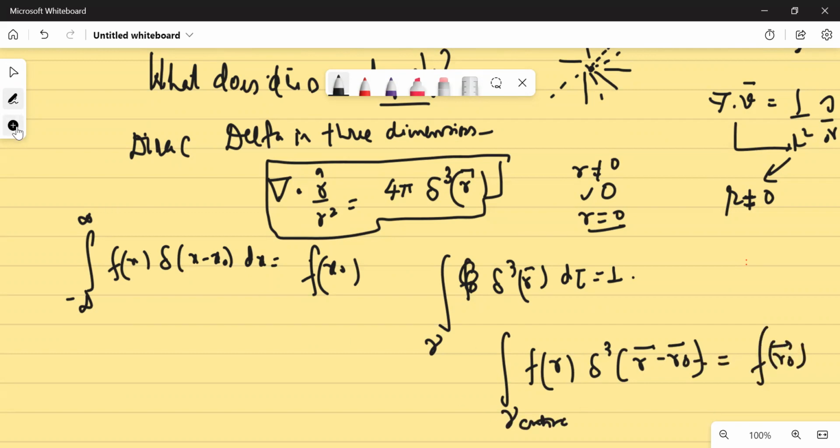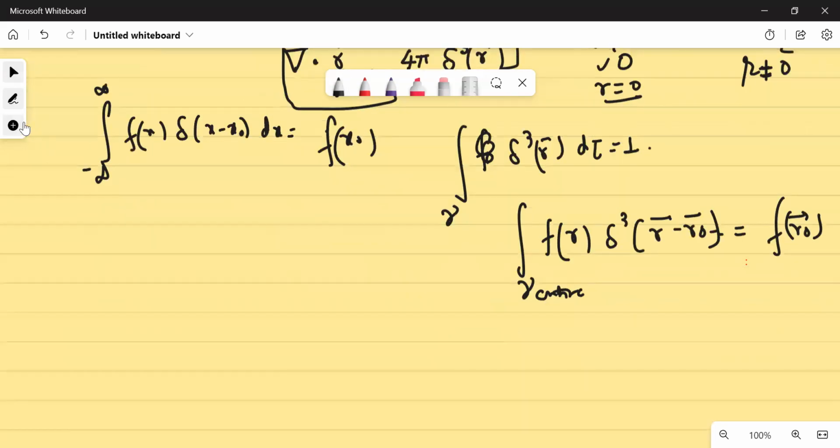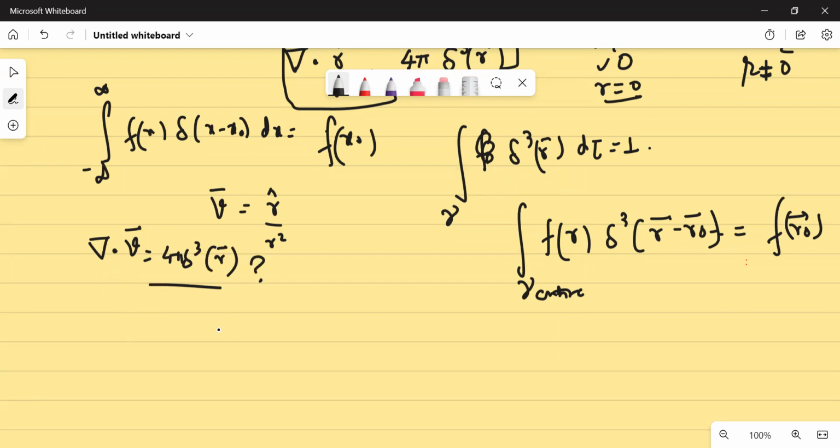So now let us try to resolve the ambiguity that we were confronted with earlier. Previously we were trying to find del dot v vector for this particular v vector, which was given by r cap upon r square. And we resolved this problem by saying that possibly this should be equal to 4 pi Dirac delta cube of r vector. Let us see, does that resolve our problem?